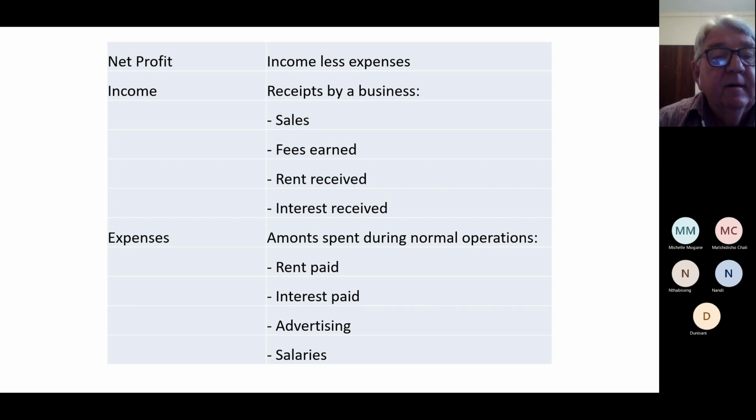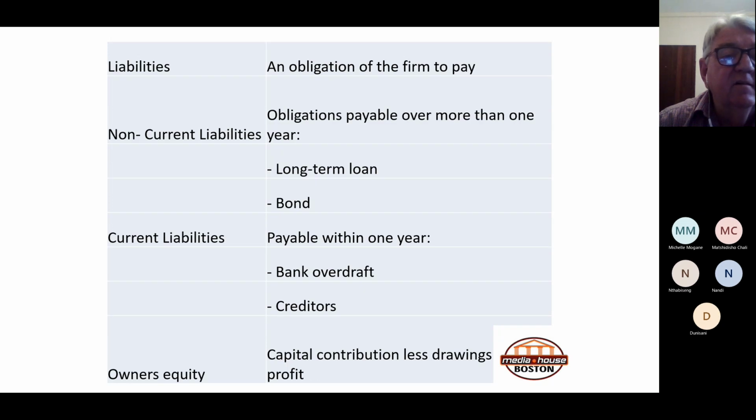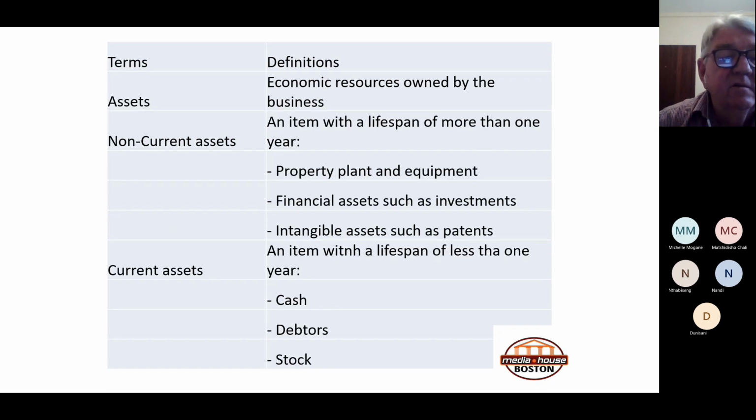amongst other amounts spent during normal operations, and there is a whole list of those, but things like rent you pay, interest paid, advertising, salaries, etc. Those are your typical expenses. And that is what makes up your income statement and your balance sheet. So your income and your expenses go to your income statement. Your owner's equity, liabilities, and assets go to your balance sheet or statement of financial position.